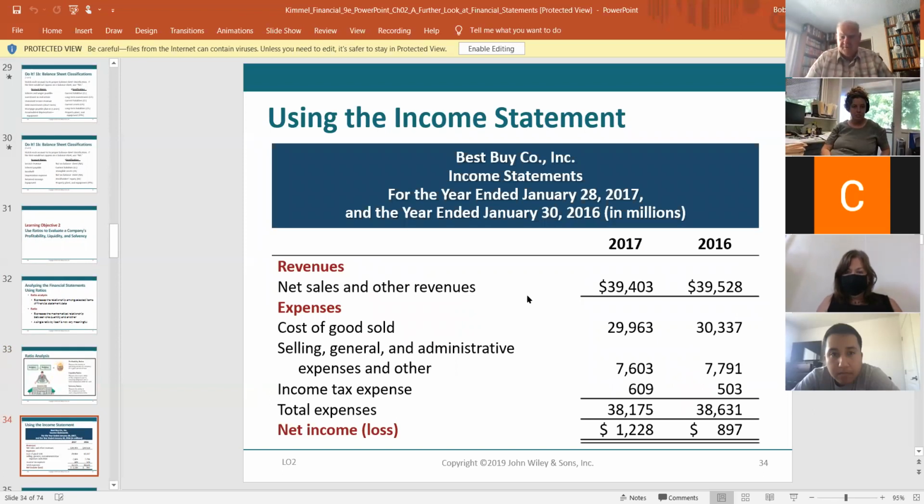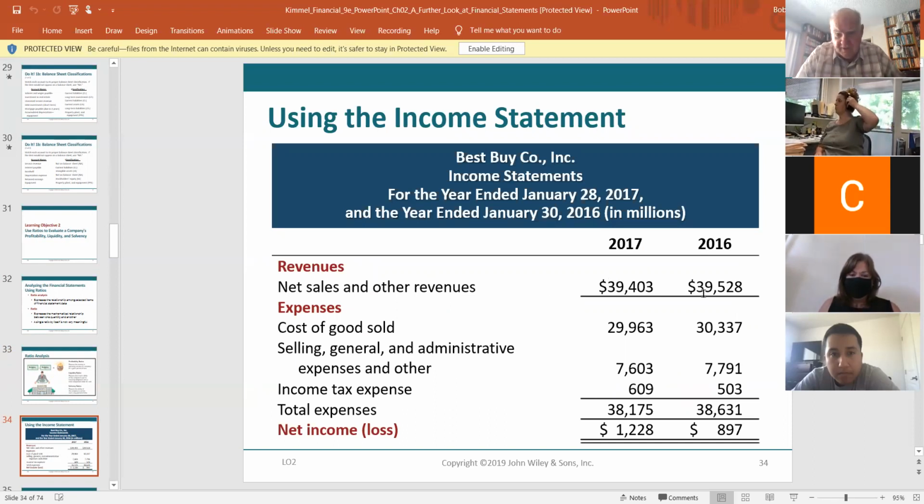Look at our income statement. First time we're seeing an income statement for the year ended 16 and 17. They haven't updated these slides in a while, I guess. They're presenting side-by-side financial statements. And this is pretty typical.